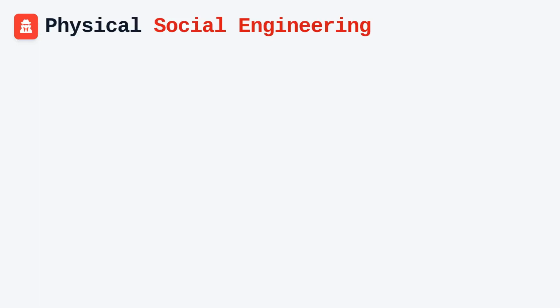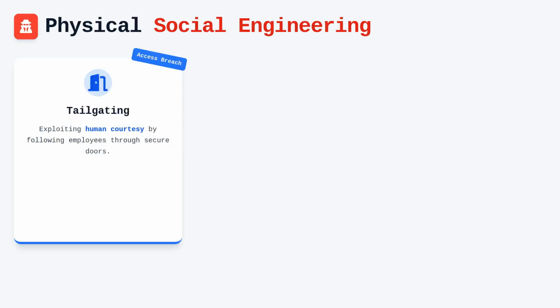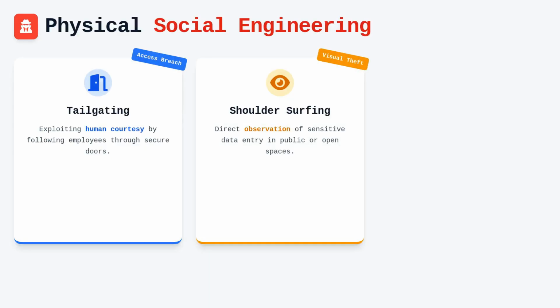Physical social engineering is equally dangerous because it bypasses digital perimeters entirely by exploiting human courtesy. Tailgating occurs when an unauthorized person follows an employee through a secure door, relying on the social tendency to hold doors open for others. Shoulder surfing is perhaps the most rudimentary yet effective form of information gathering, involving the simple observation of sensitive data entry in public or open spaces.